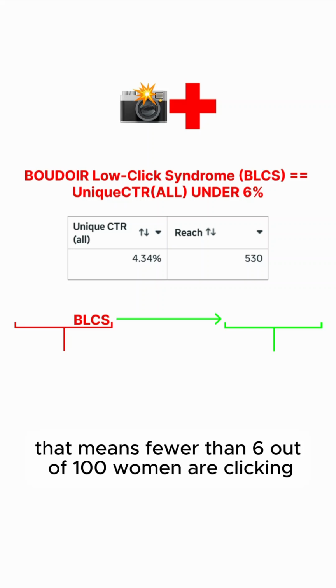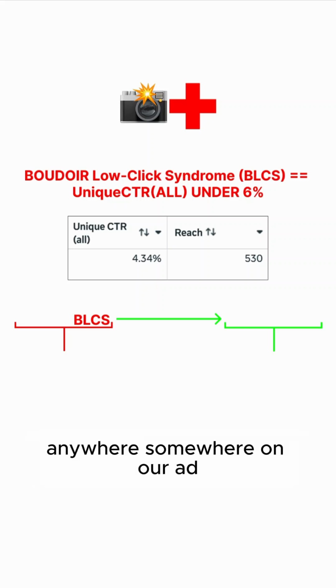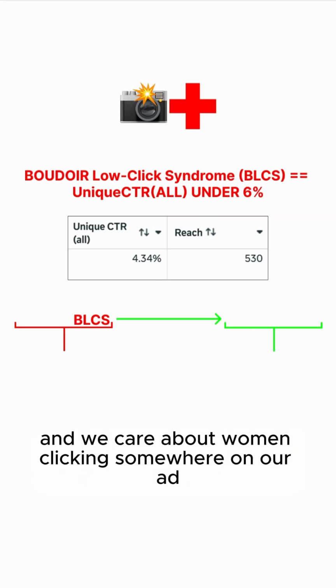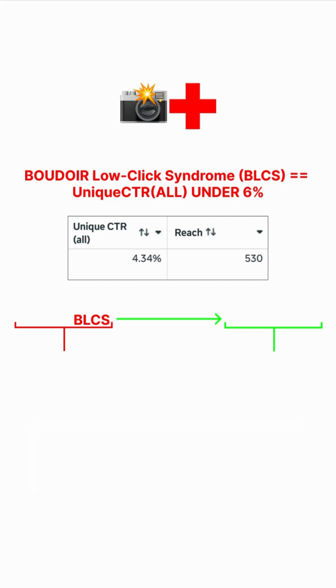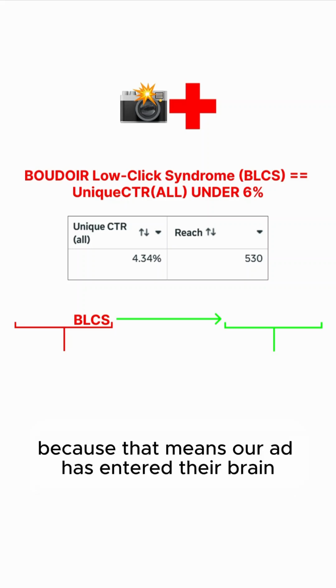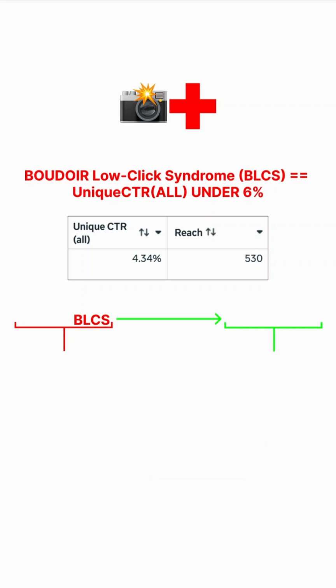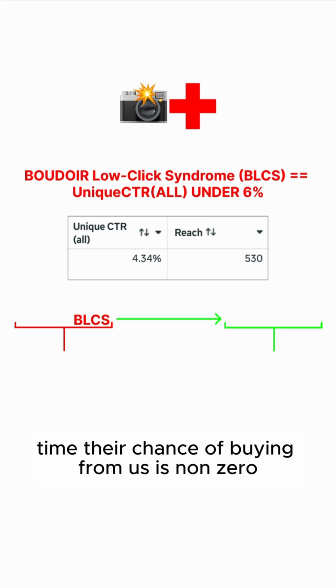That means fewer than 6 out of 100 women are clicking anywhere, somewhere on our ad, aka they're not simply scrolling on by. And we care about women clicking somewhere in our ad because that means our ad has entered their brain. And we care about that because when our ad enters their brain, that is the only time their chance of buying from us is non-zero.